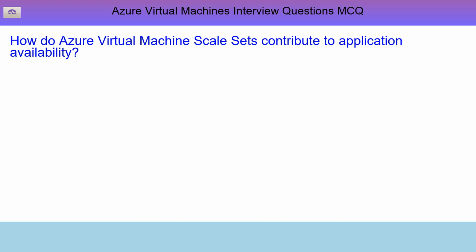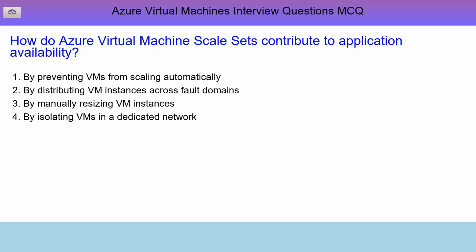How do Azure Virtual Machine scale sets contribute to application availability? Here are your options. 1. By preventing VMs from scaling automatically. 2. By distributing VM instances across fault domains. 3. By manually resizing VM instances. 4. By isolating VMs in a dedicated network. The correct answer is by distributing VM instances across fault domains.